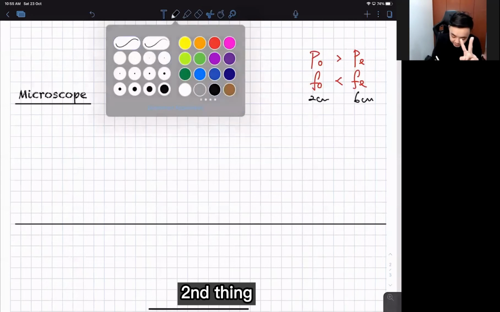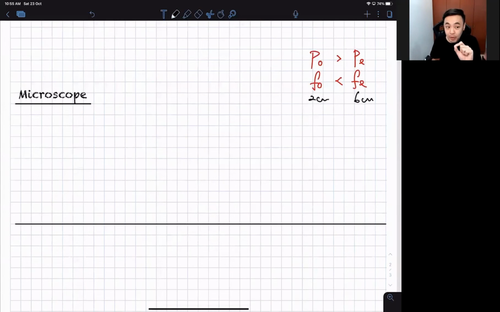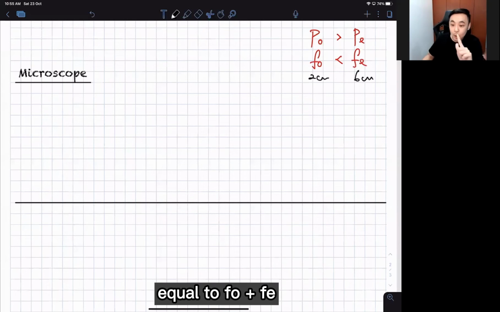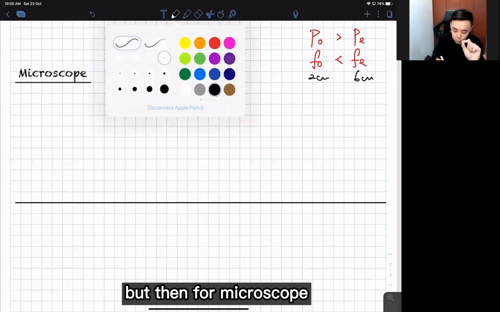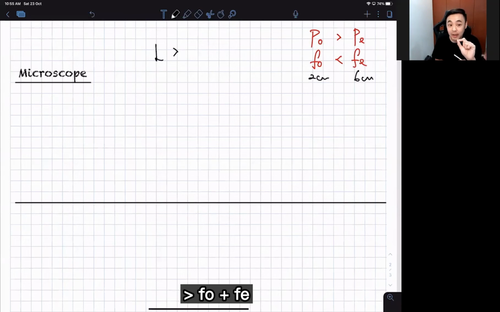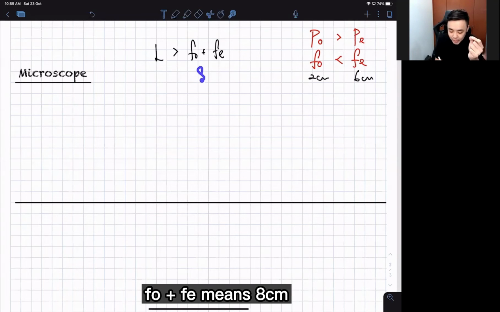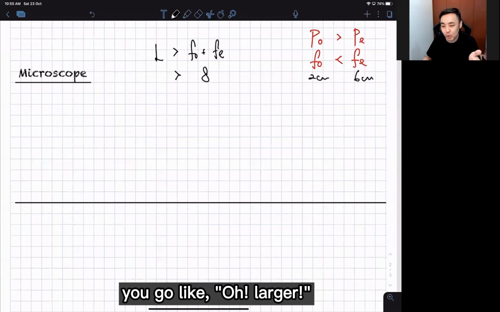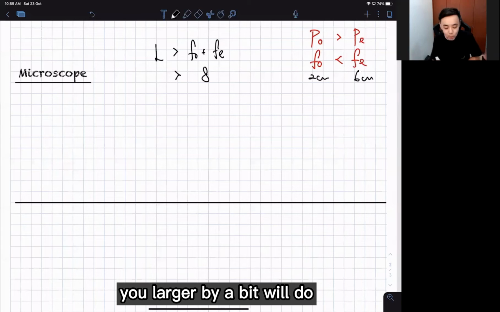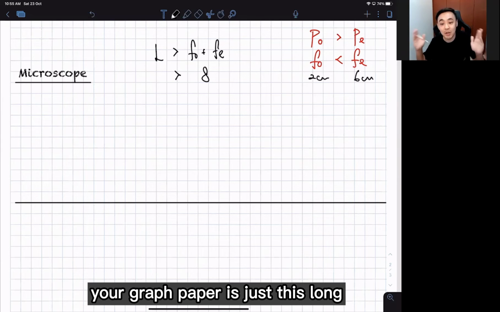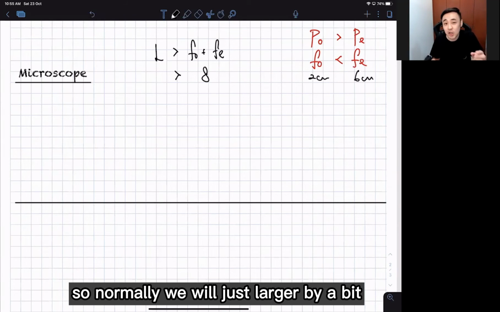Now, second thing, the distance between the lenses is also different. For a telescope, you want it to be equal to FO plus FE. But for a microscope, the distance between the lenses you want to be larger, bigger than FO plus FE. Now, simple, FO plus FE means 8. So any number larger than 8 also can. Normally, nobody asks you to go, oh, larger, I put 20. No lah, larger by a bit will do, because you have to understand, ultimately your graph paper is just this long. It's not enough space. So normally we will just go larger by a bit.